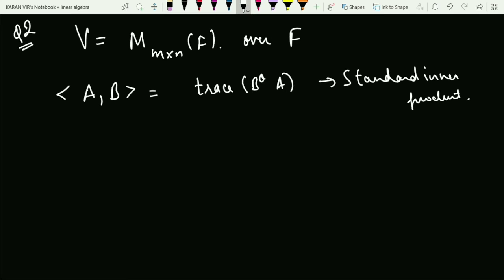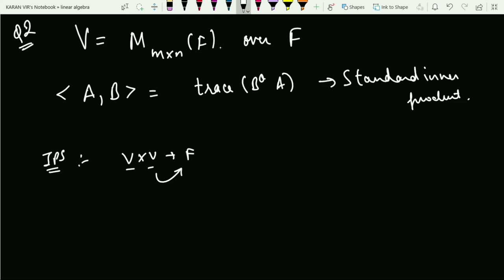Now somebody can ask me what the motivation is behind defining this thing. One thing is very clear: while defining the inner product spaces, I have taken V cross V to F. So how can I multiply two matrices and reach a scalar? That is the main task I can do.